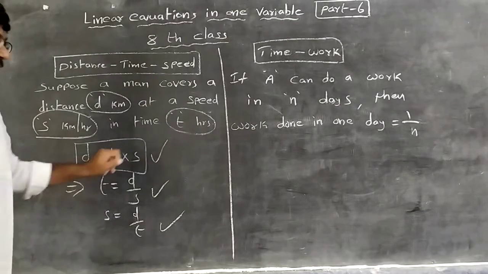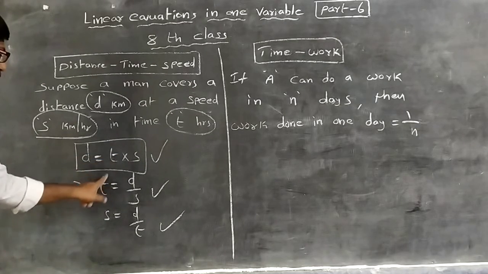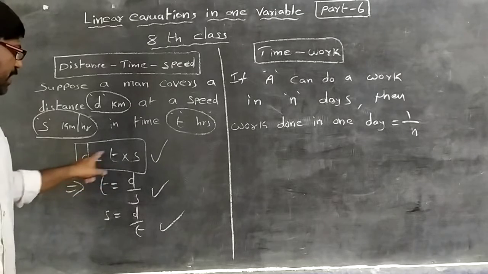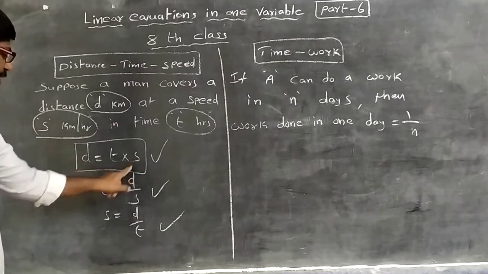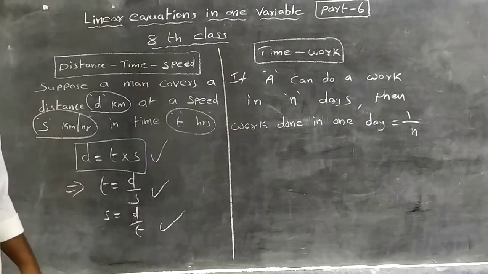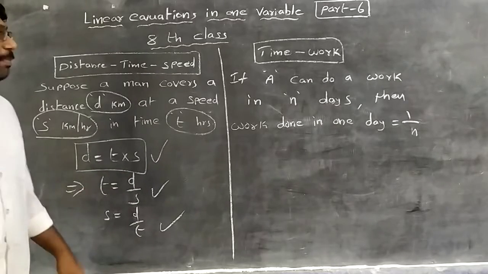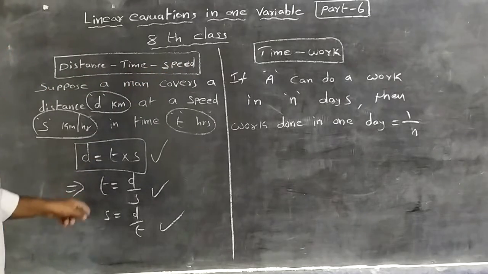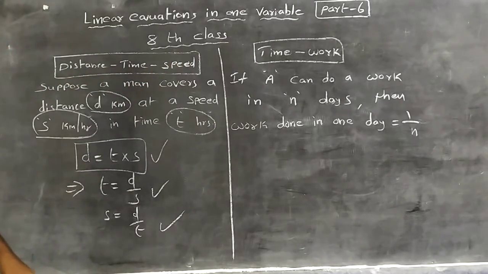d is equal to ts, time into speed. Then if we want to find t, t is equal to d by s, and s is equal to d by t. Okay, so this is the relation between distance, time, and speed. This formula you must remember, keep it in your mind.